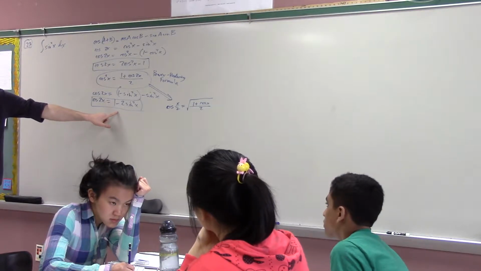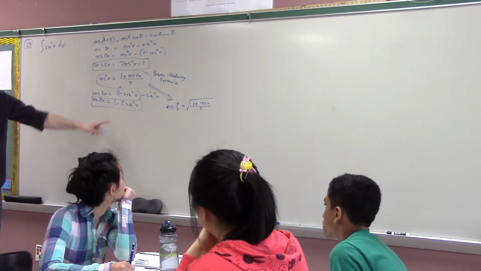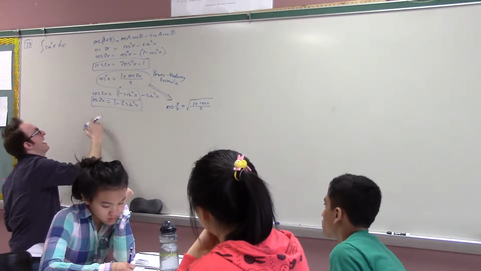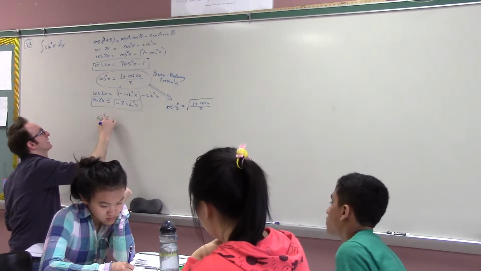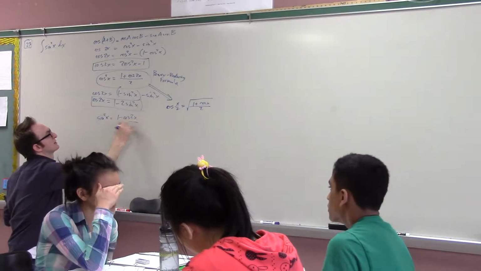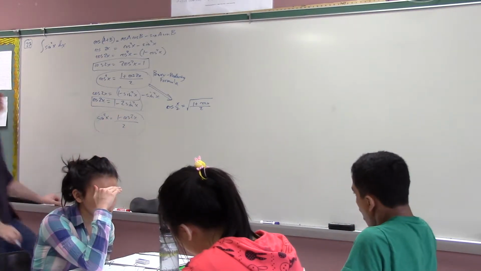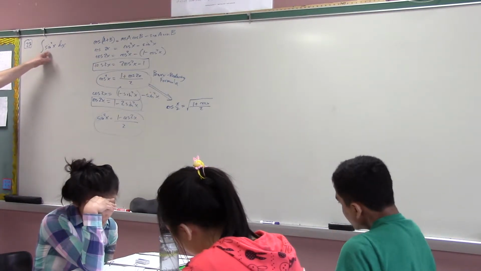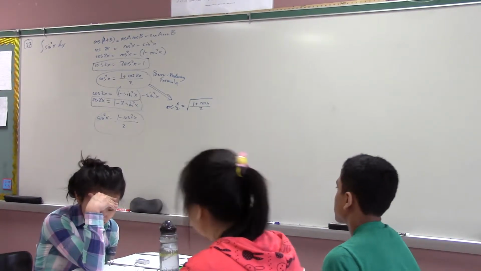Similarly, you can solve for sine squared x. Sine squared x is 1 minus cosine 2x over 2. This is the other power reducing formula, and that's what we need to do in order to antidifferentiate this. So go, do it.